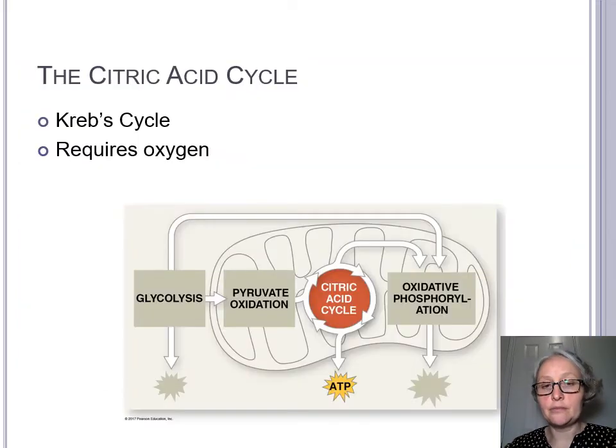After we've done pyruvate oxidation and brought that pyruvate into the mitochondria and changed it into an acetyl-CoA, we now need to go through the citric acid cycle. The citric acid cycle is sometimes also called the Krebs cycle for Mr. Krebs. He was the scientist who discovered its mechanisms. The citric acid cycle is going to require oxygen, and it's the citric acid cycle that's actually going to make some ATP. Remember, in the pyruvate oxidation, we really only made carbon dioxide and some of those NADH molecules.